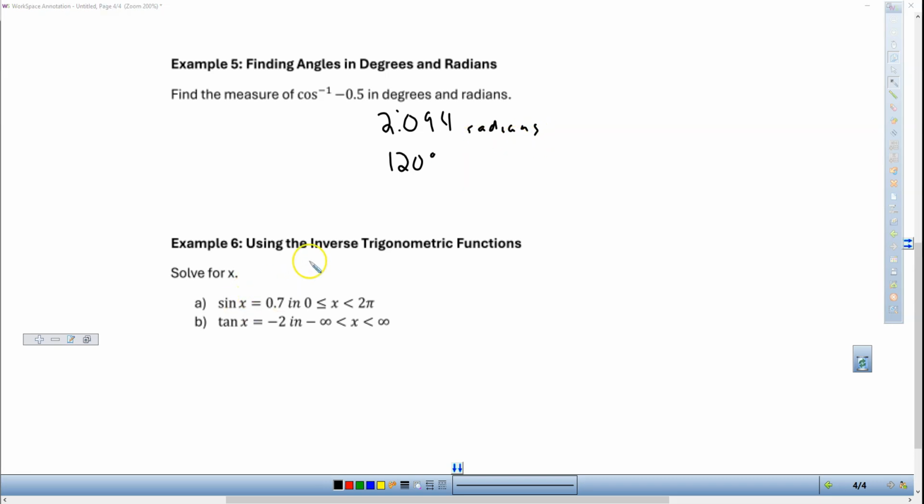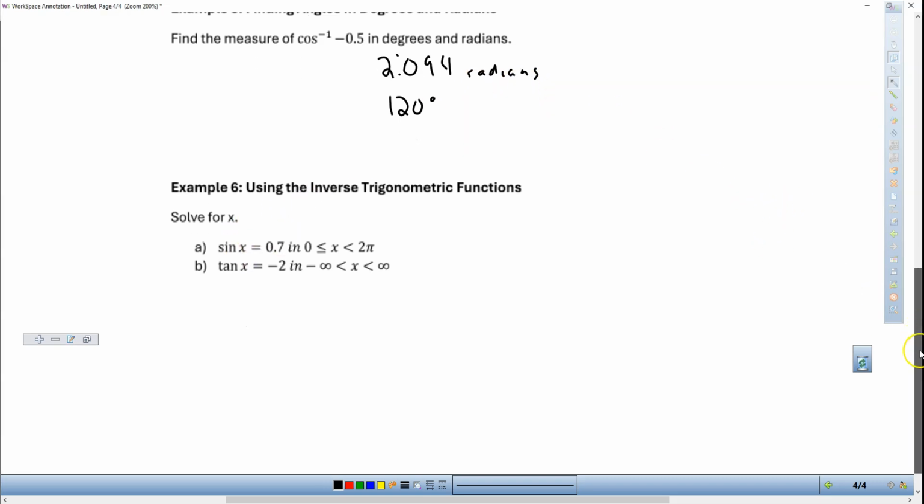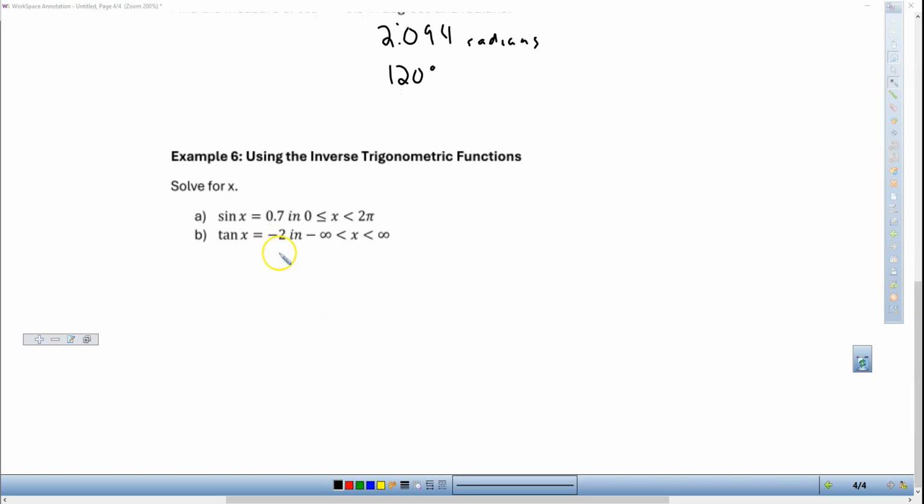And lastly, let's go ahead and do a little bit of solving work here. So we want to use our inverse functions to solve for x. And I have 2 different pieces to use. So I have sine of x is equal to 0.7 for 0 is less than or equal to x, which is less than 2 pi. And tangent of x is equal to -2 for -infinity to infinity. So let's go ahead and start with part A here.